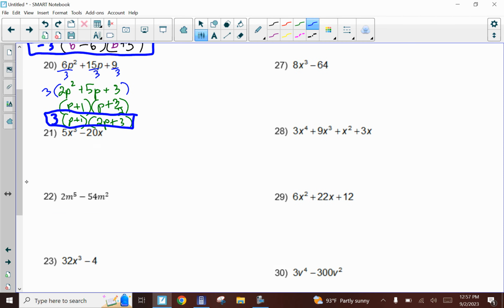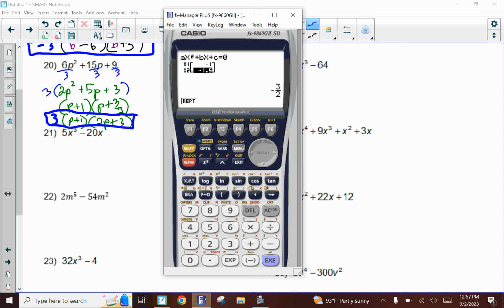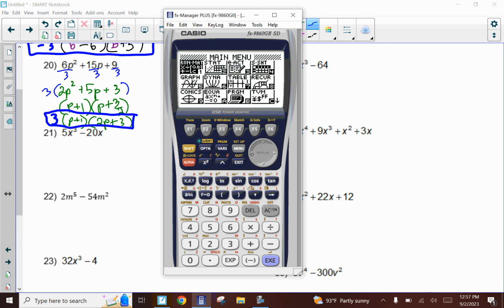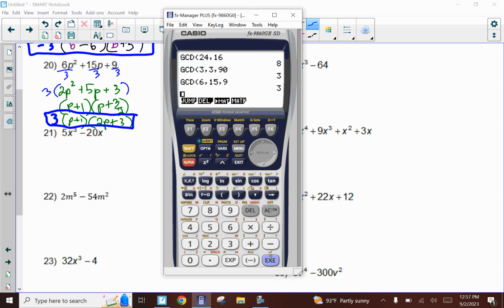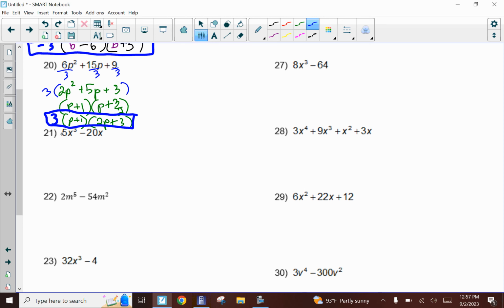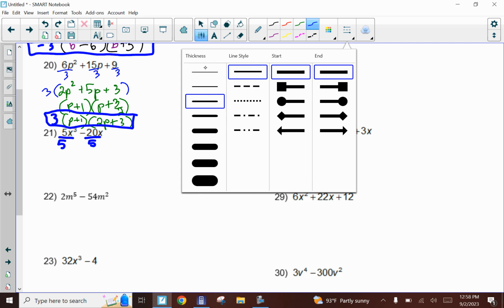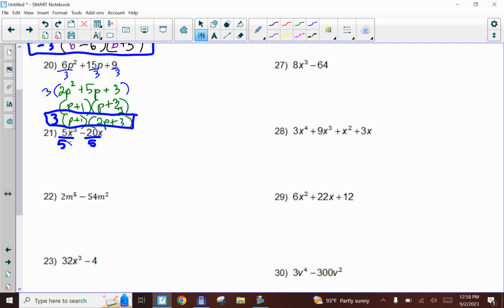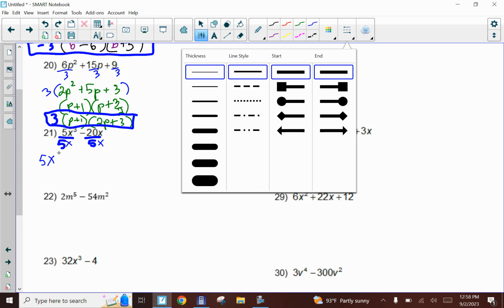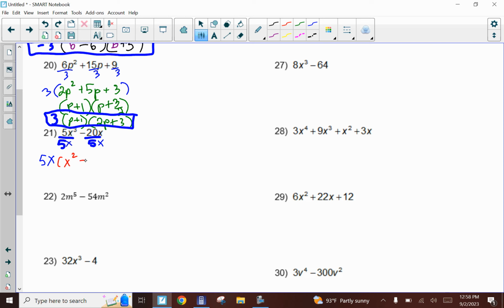Okay, next question. Looks like it has a GCF. Go back to the calculator. So the GCF, option F6, F4, F6, F2. We're going to put in a 5, 20. And it's going to be 5. Now, the calculator doesn't do letters, so you have to notice the letters yourself. So we're going to also take out an x because we always take out the lowest exponent. So we're going to have a 5x in front. And then our new problem should have x squared minus 4.